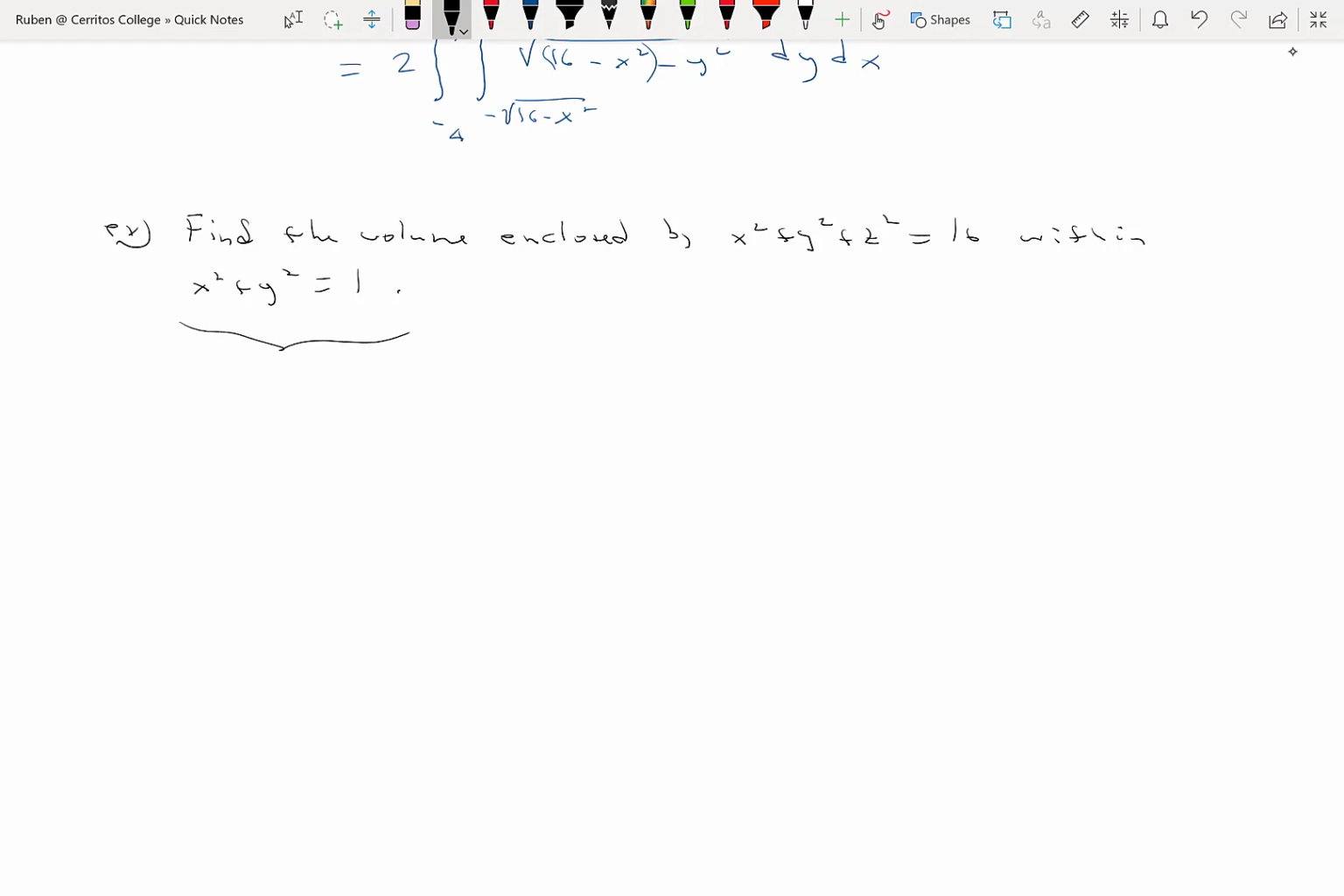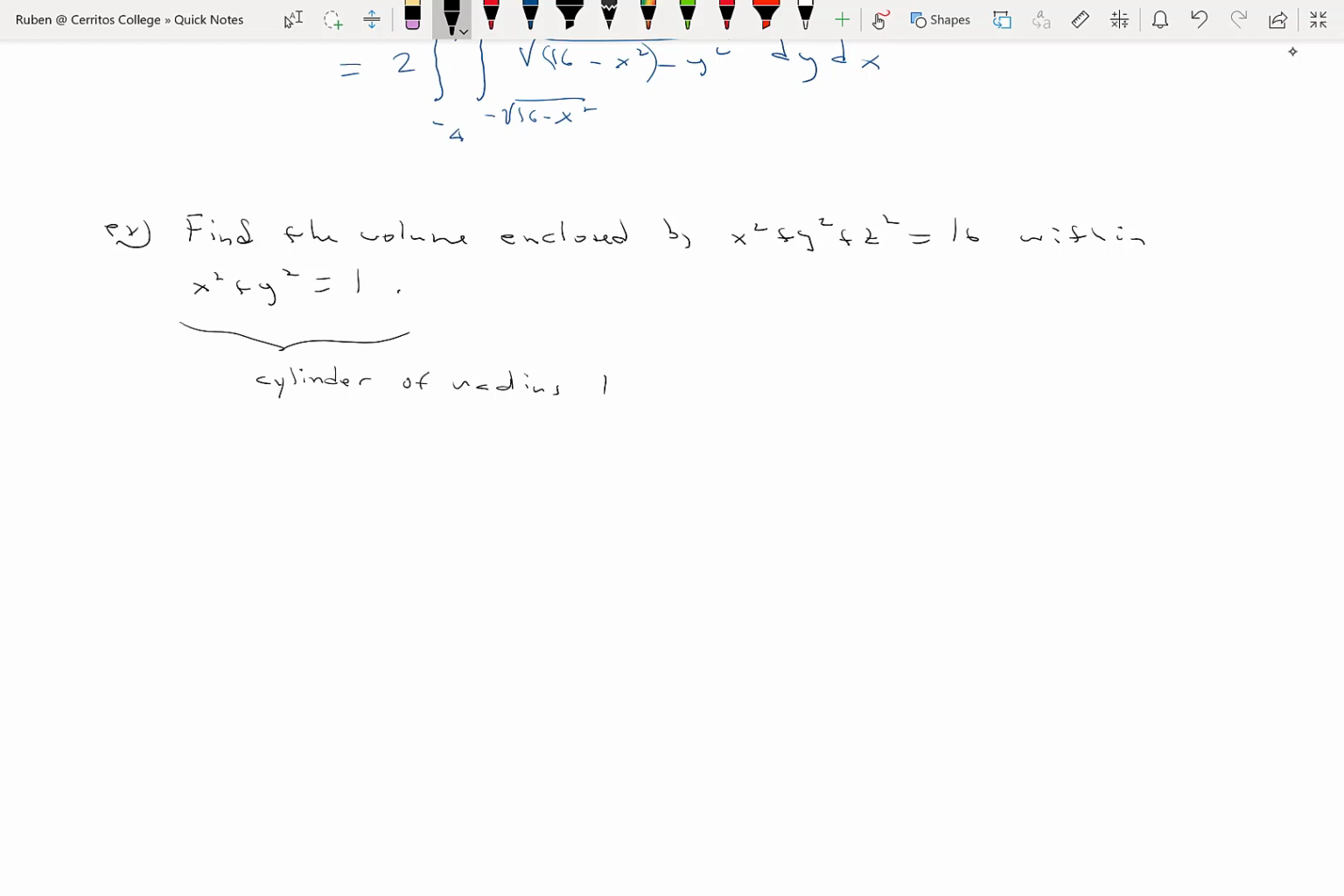Remember that x squared plus y squared equals 1 is an equation of a cylinder. The z value is missing, so it's a cylinder that extends in the z direction, of radius 1. So imagine a sphere of radius 4 and then taking a cylinder of radius 1 and passing it through the sphere in the z direction, through the center of the sphere. I want the volume that results from this sort of hole that I'm boring into the sphere.